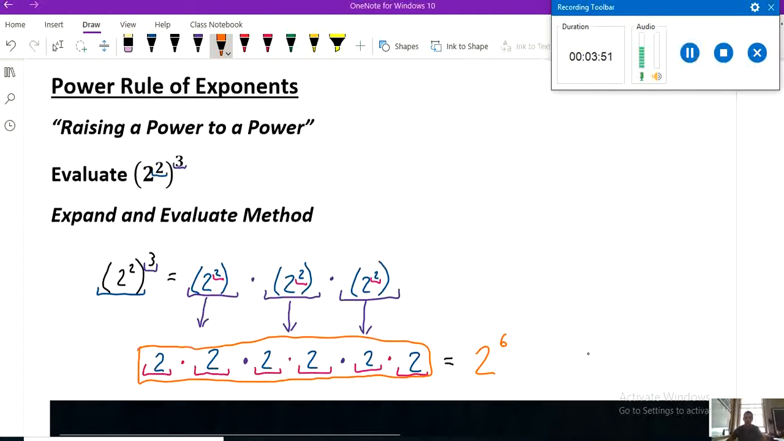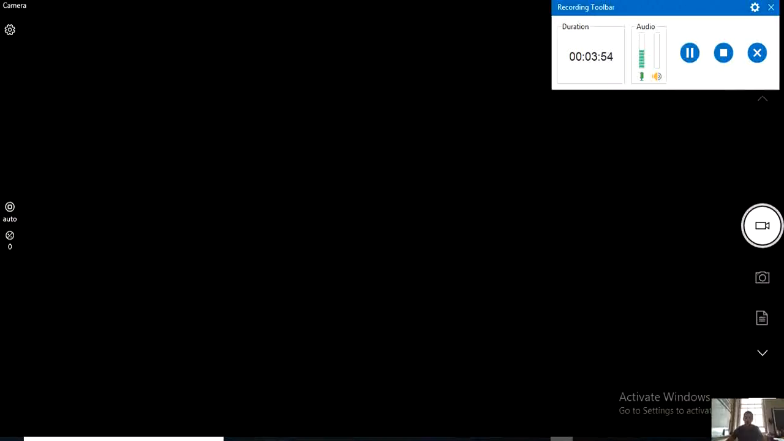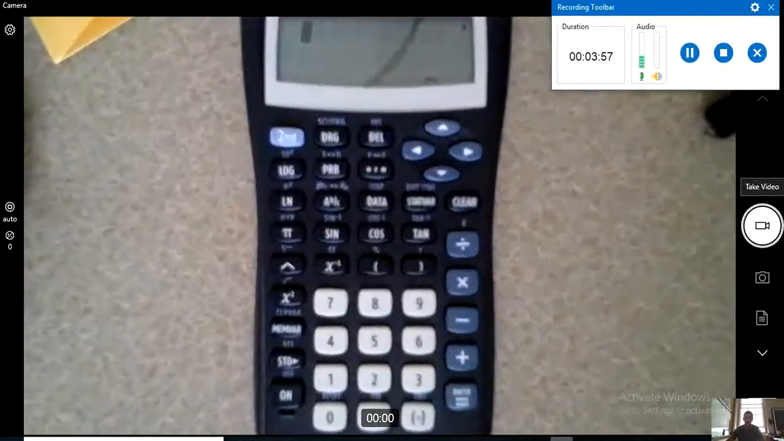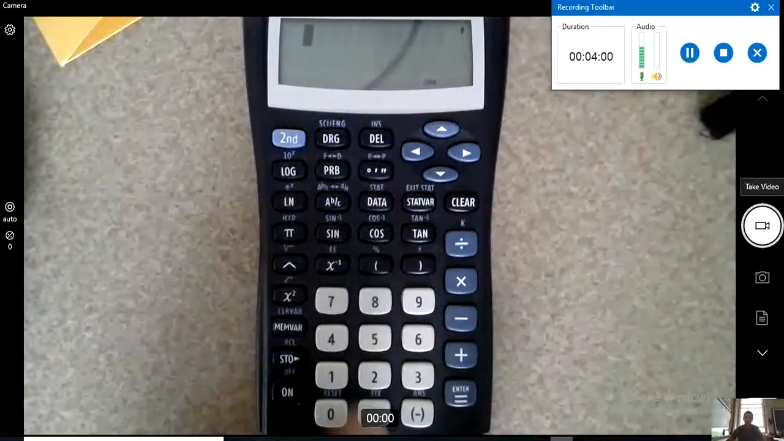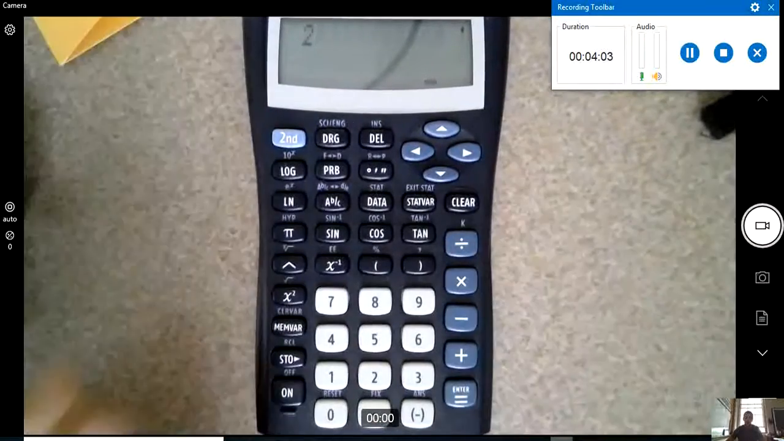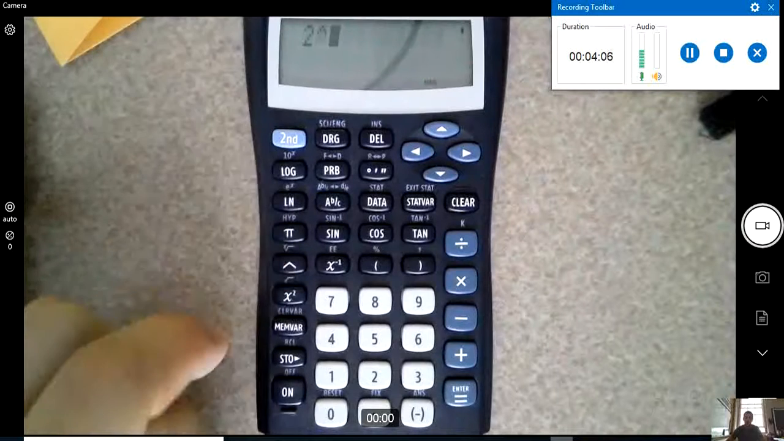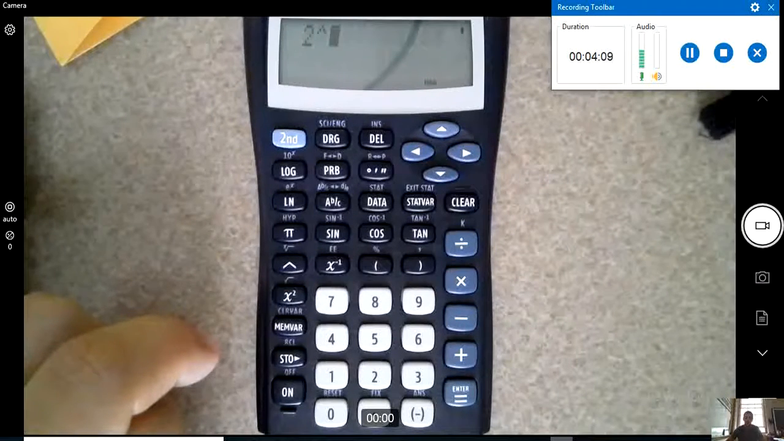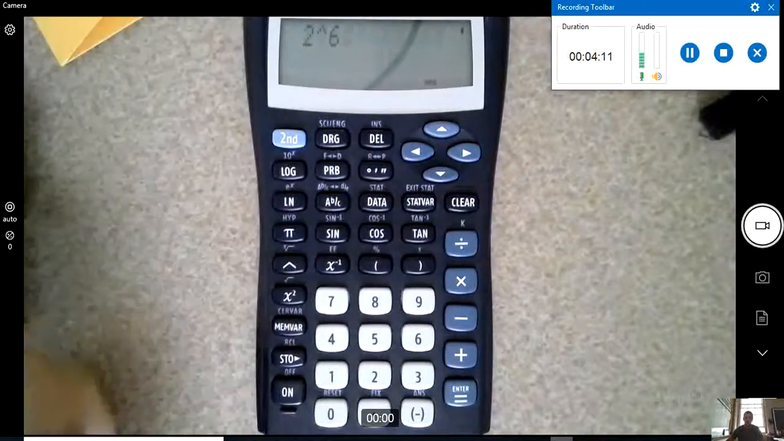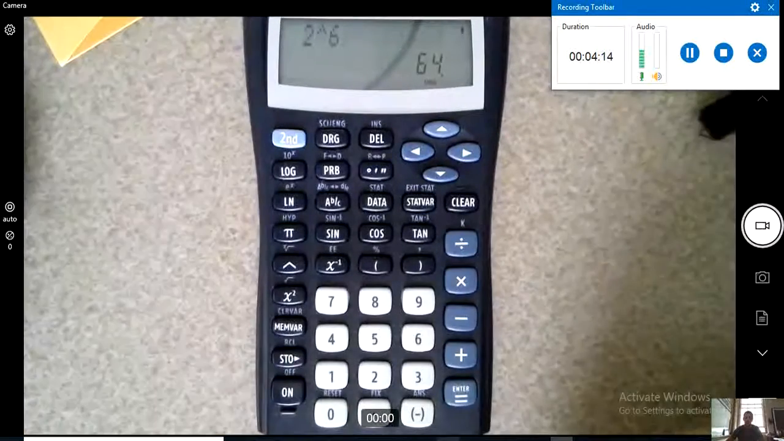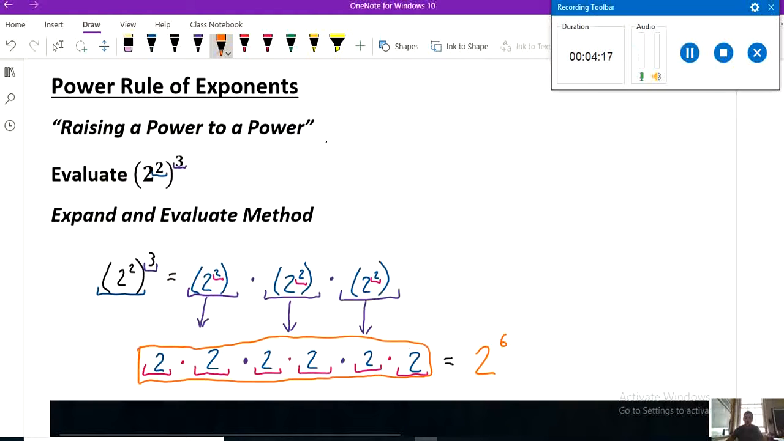Since we have 2 to the 6th, we will just use our calculator to find out what 2 to the 6th is. To do that, first we'll type in our base, which is 2. We'll use the caret button, which tells the calculator the next number I want to put in is the exponent. So we have 2 to the 6th. Press enter. We find out that that value is 64. So there we go. This is our evaluated form. 2 to the 6th is our simplified form.